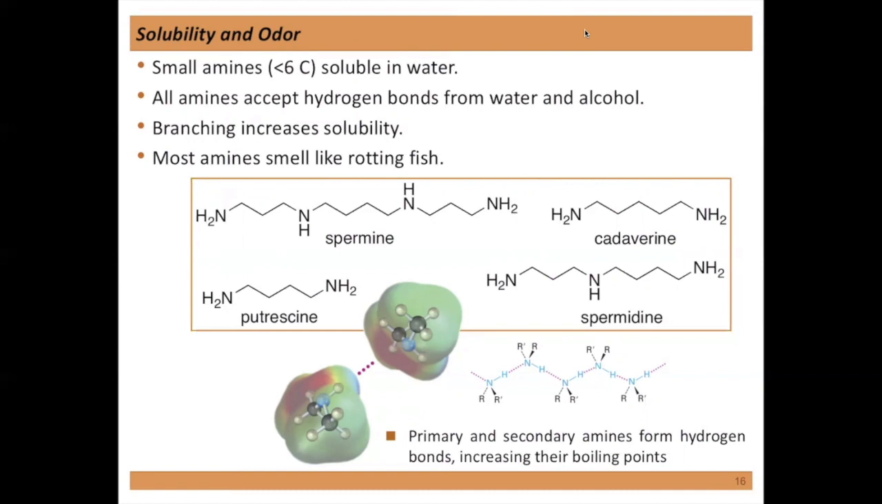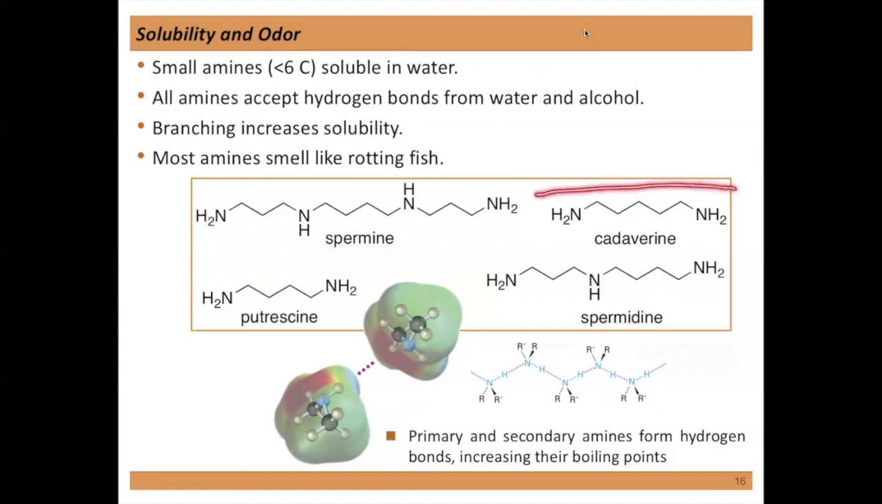Some other properties: most amines smell like fish or rotting fish. That fishy smell actually comes from amines. So thiols smell like skunk and amines smell like fish. In fact, there are several other naturally occurring amines that have characteristic smells. I'll let you figure out where these come from.